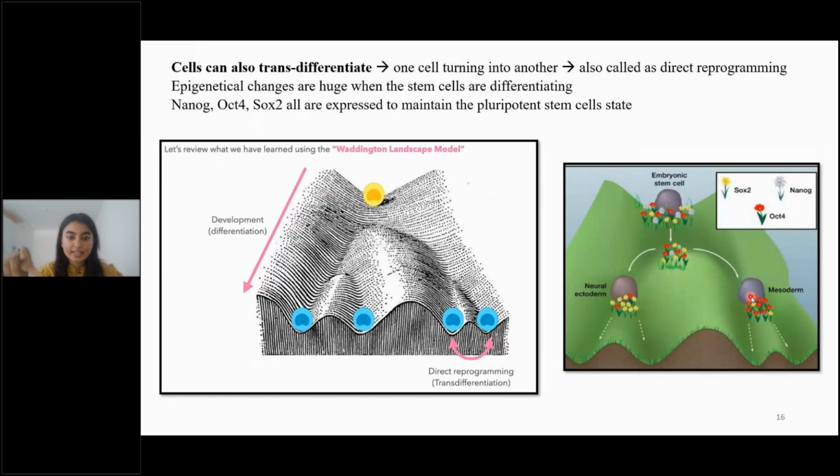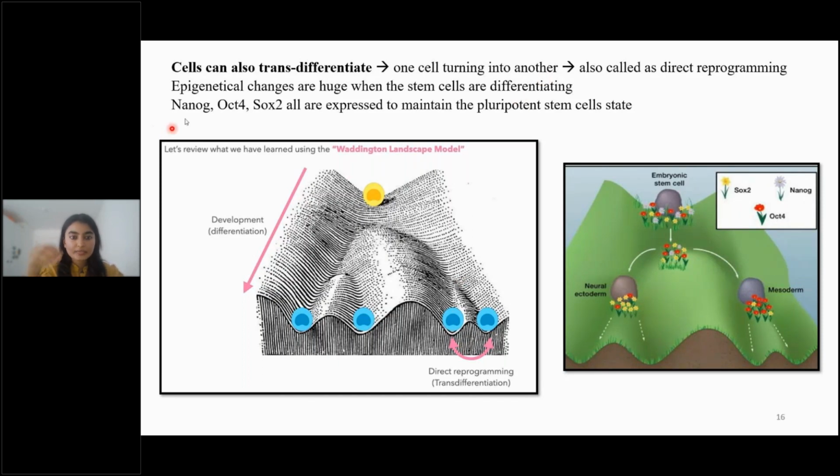Then the cells also have the ability to trans-differentiate. What does it mean? One cell can turn into another. It is also called direct reprogramming. So the cells can change from one form to another. That is possible, trans-differentiation, because they still have a little plasticity in them.